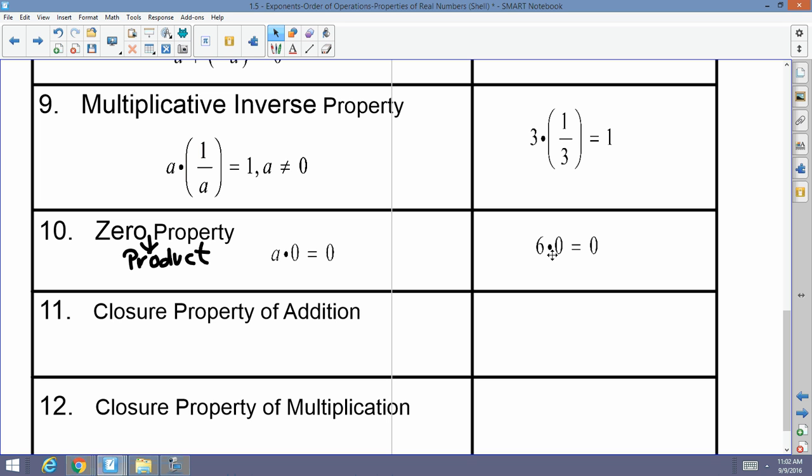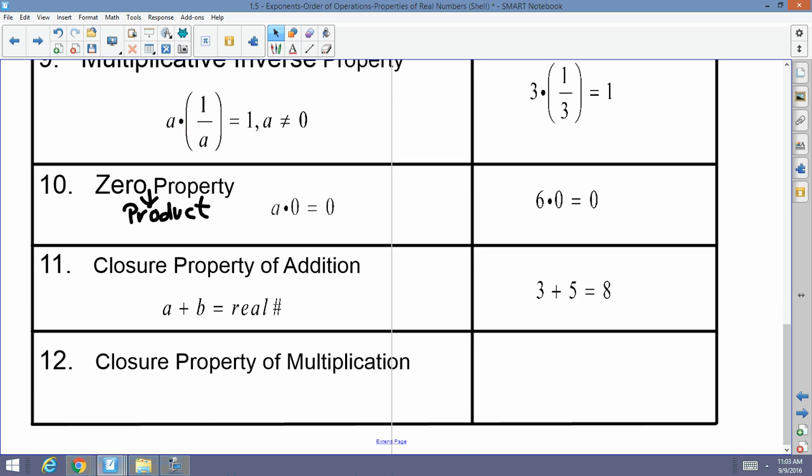And then closure property of both addition and multiplication is pretty simple. Closure property states that when I have a real number plus another real number, my answer is going to be a real number. 3 plus 5 is 8. They're both real numbers. That's why the sum is a real number. Closure property of multiplication. When I multiply a real number times another real number, I'm going to get a real number answer. So for example, 4 times 2 equals 8. 4 is a real number, 2 is a real number. The product is 8, which is a real number.